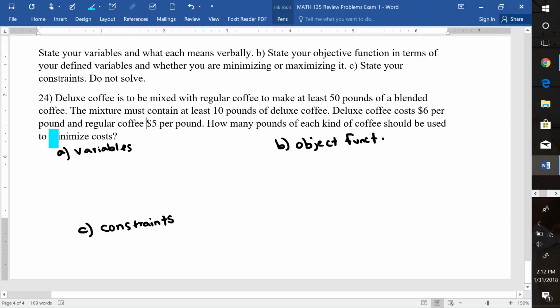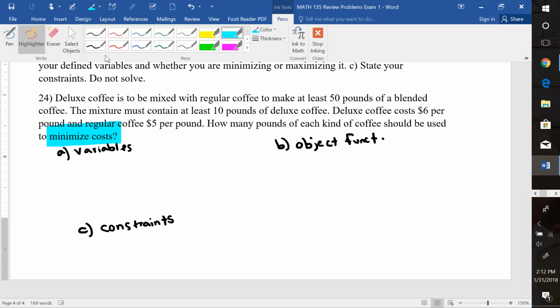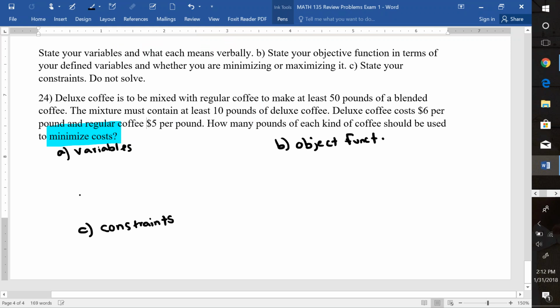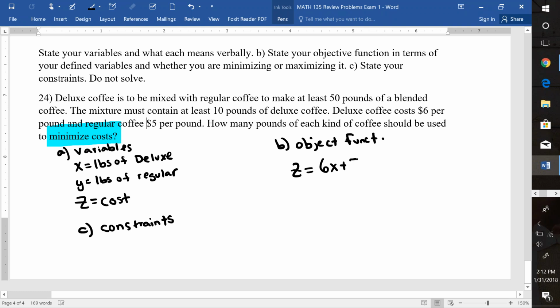The most important thing to figure out which one is your objective function is to look at what you're minimizing or maximizing. So we are minimizing cost. So that means P or Z, whatever letter you want to use for your objective function. I usually use Z or P, so I'll use Z. This is going to be our cost, okay? And the other two things we're talking about are deluxe and regular coffee. So X is going to be pounds of deluxe. Y is going to be pounds of regular. The objective function should be Z equals something with X and something with Y, but it has to be related to what you're doing. So it's cost. So that's going to be 6X plus 5Y.